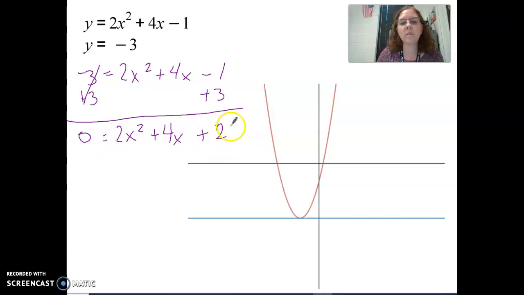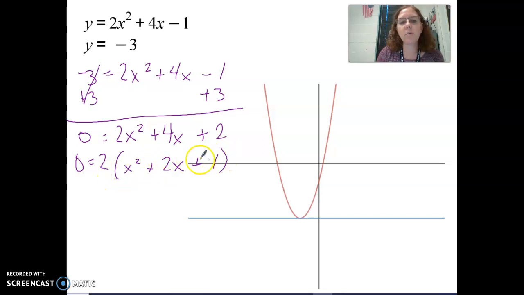Okay, so let's factor this. Remember, our first step when we're factoring is always to look for a GCF. So 2, 4, and 2. This one does have a GCF of 2. Let's factor that out. 4 divided by 2 is 2. 2 divided by 2 is 1, so that's why I have a 1 here and also an understood 1 here. You can put a 1 on your paper if you want to, but it's understood to be there.